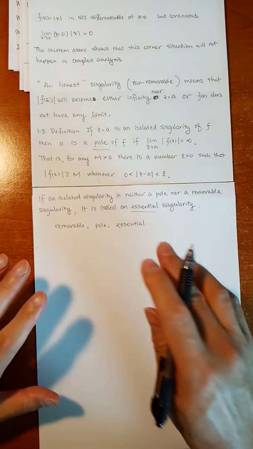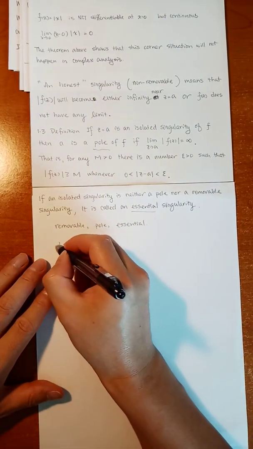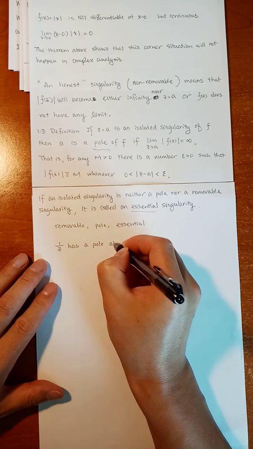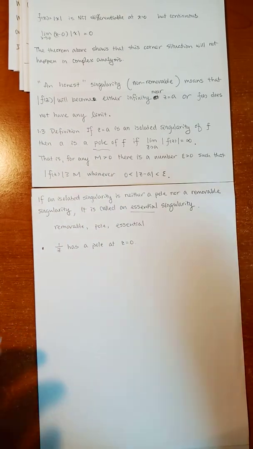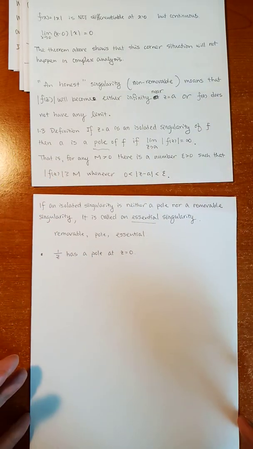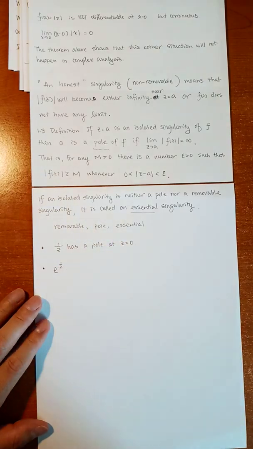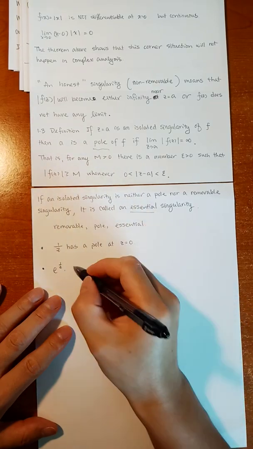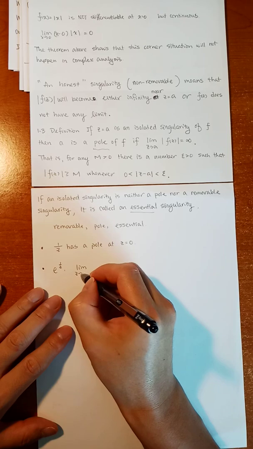Okay? So you can easily see that 1 over z has a pole at z equal to 0. Well, let's see e to the 1 over z. For e to the 1 over z, let's check it. Of course, 0 is a singularity. It's an isolated singularity.